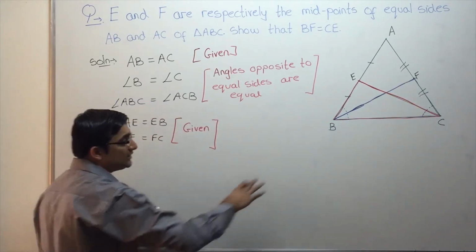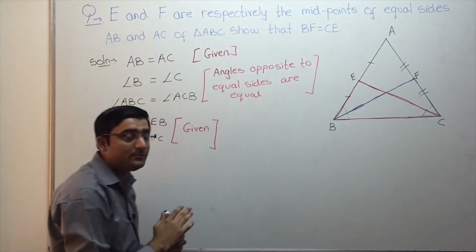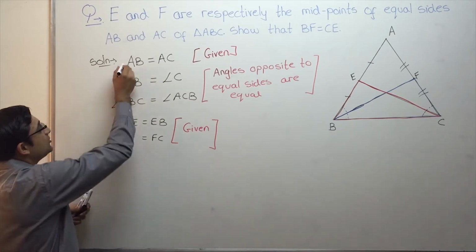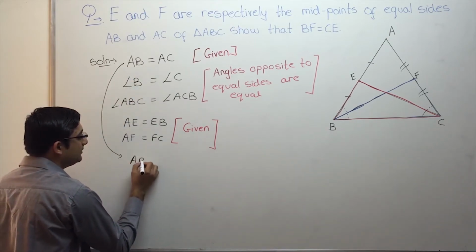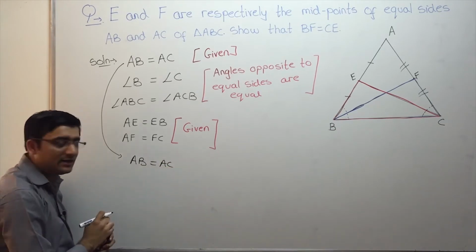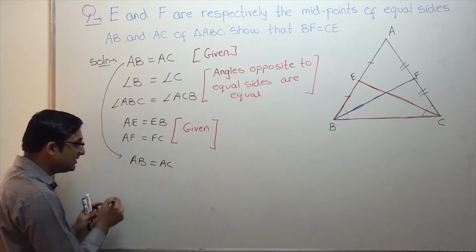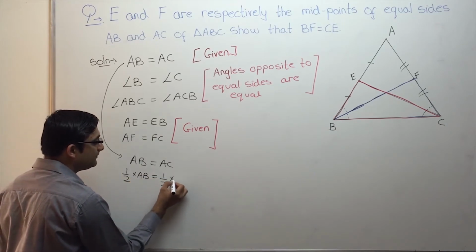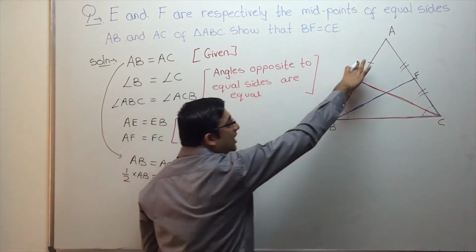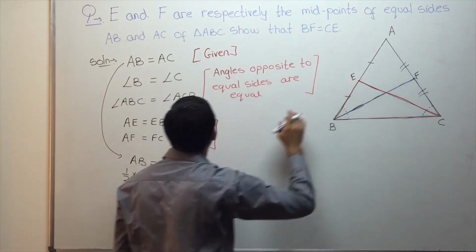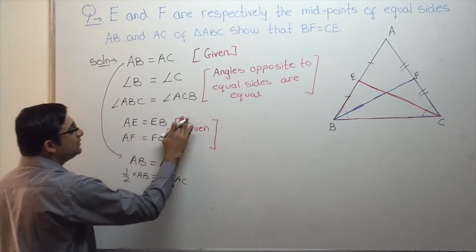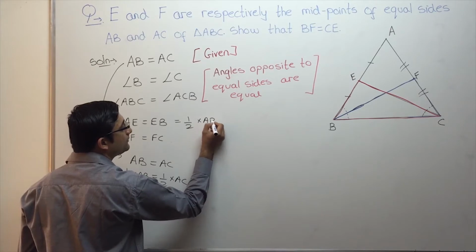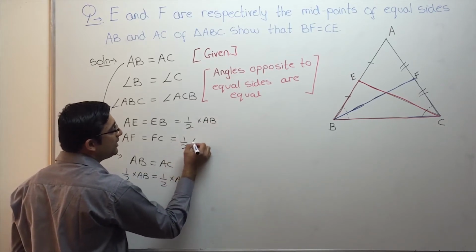Right? Now, if you notice, AB is equal to AC. I repeat, AB is equal to AC. So half of AB will be equal to half of AC. See, AB is equal to AC, right? That means if I multiply both sides by half, still the equation is the same. So half of AB is equal to half of AC. What is half of AB? Half of AB is basically either AE or EB. So I'll just rub this off. This is nothing but half of AB. Similarly, AF is equal to FC, half of AC.